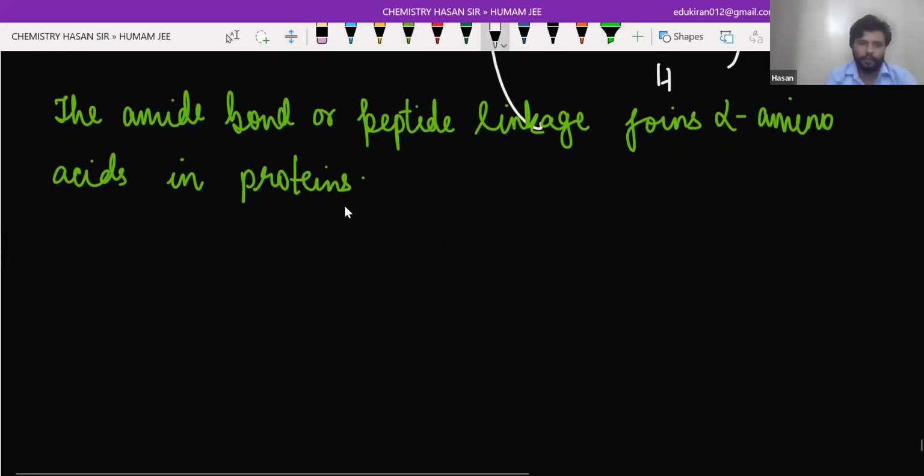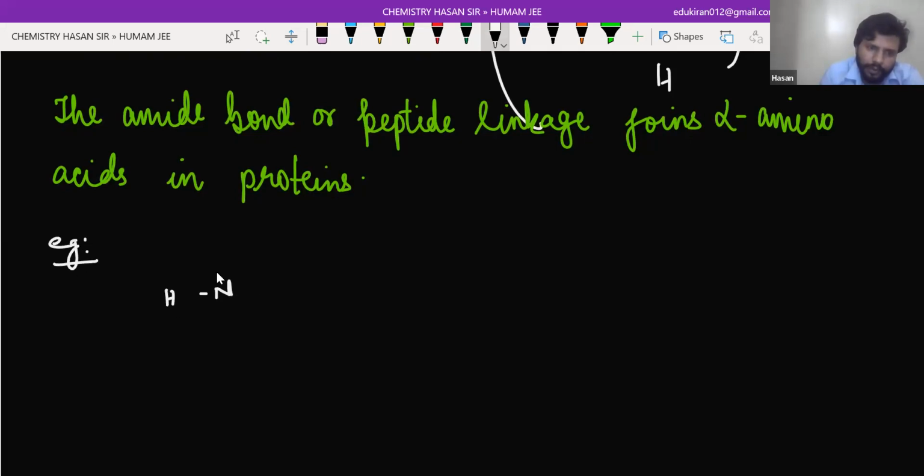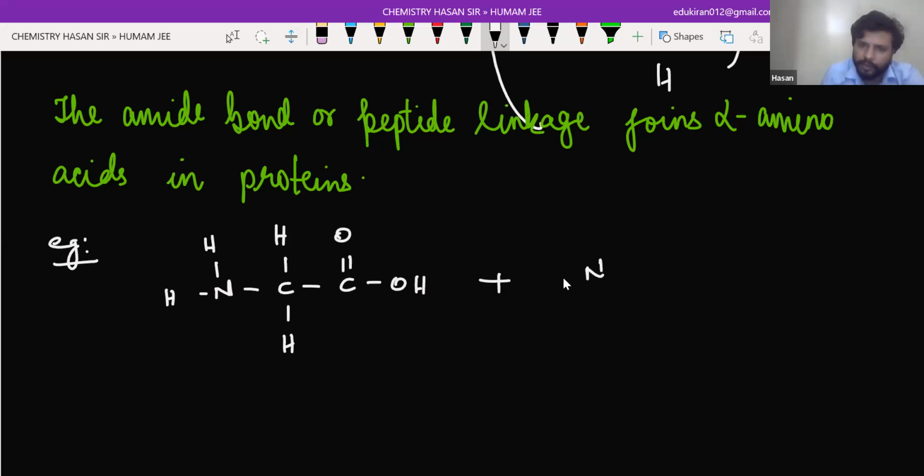So the example, I'm going to talk about an example. NH2, I'm going to write it like this, NHS. Then I'm going to take glycine here. So you know CH2 is there and then C double bond O, OH is there. And here I'm going to take another, alanine. In alanine, H is replaced by R, which is replaced by CH3. So CH3 is there, H was there, and then C double bond O, OH.